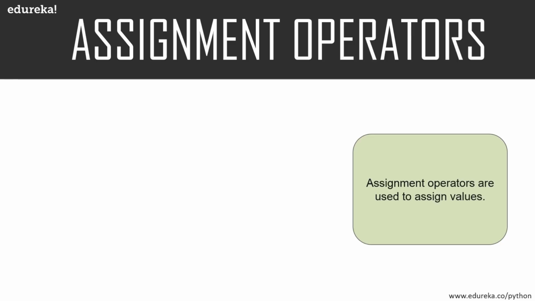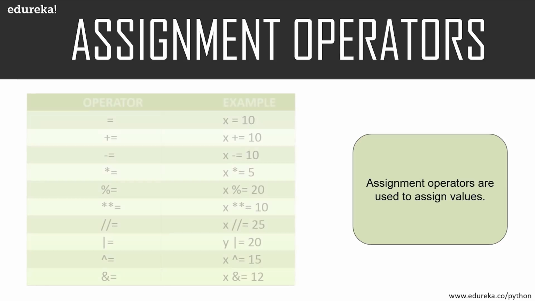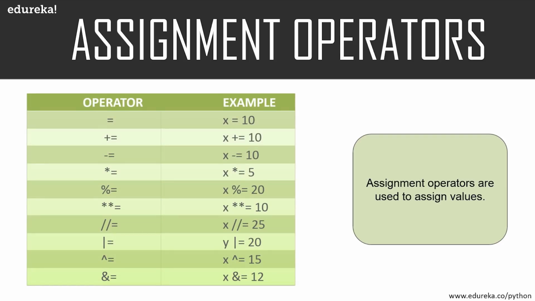So we use the assignment operators to assign values to a variable or any value that we have in Python, right? So we have assignment operators like is equal to, then we have plus is equal to. All these symbols we have, let's try to understand what they are used for.